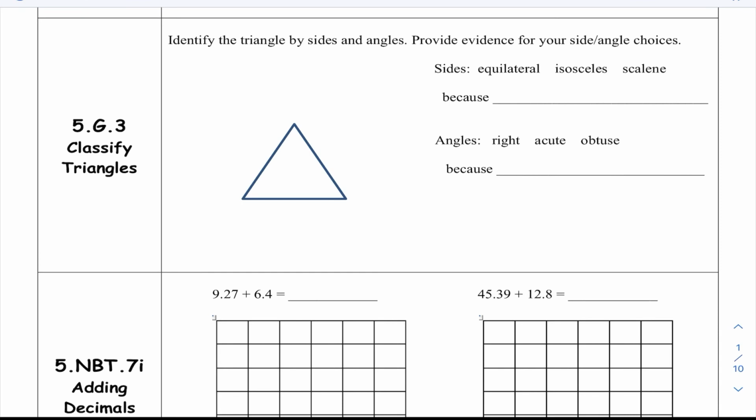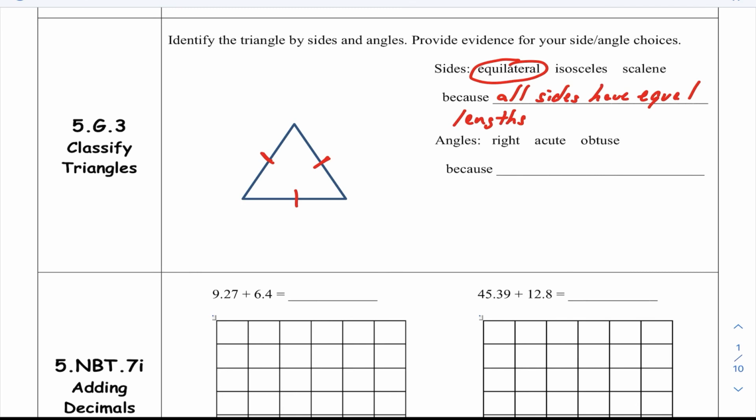So when I'm looking at this, I have to go by appearances. It looks like this side, this side, and this side are all equal lengths. That's what those marks right there mean. So I'm going to say that this is equilateral because all sides have equal lengths.